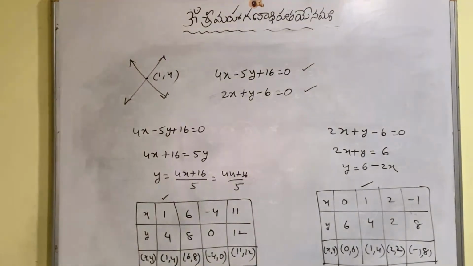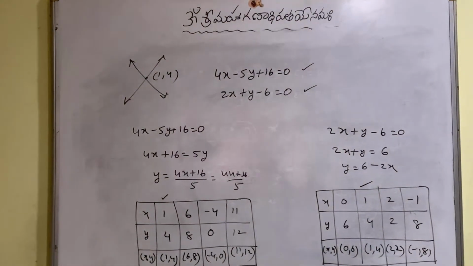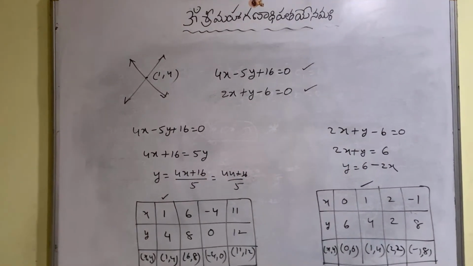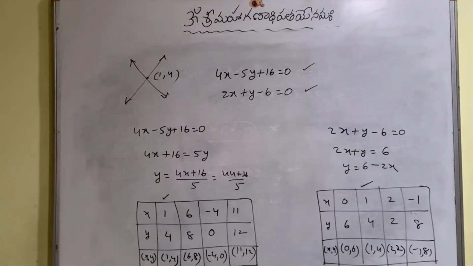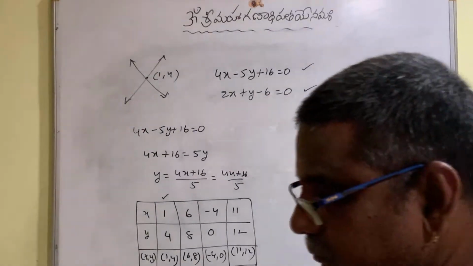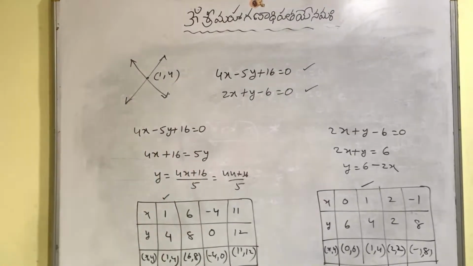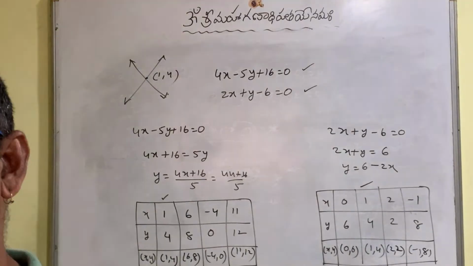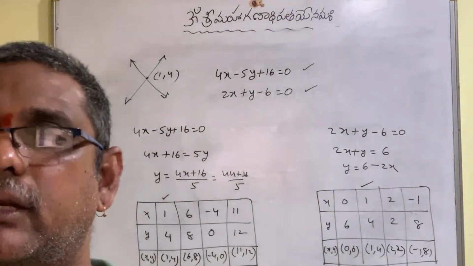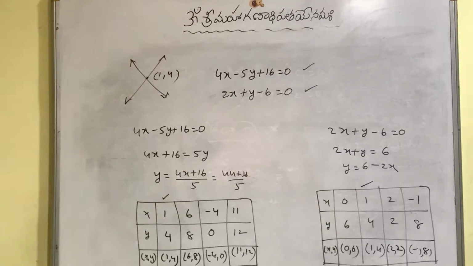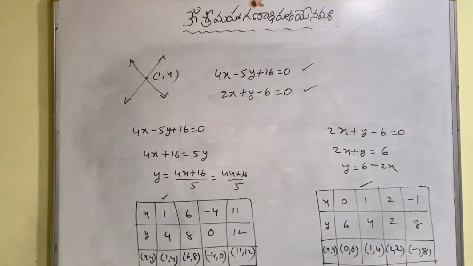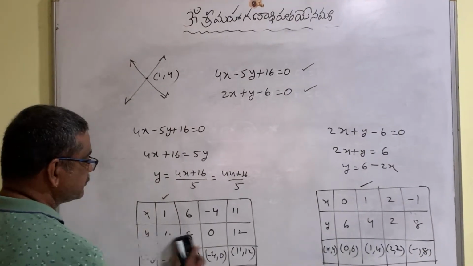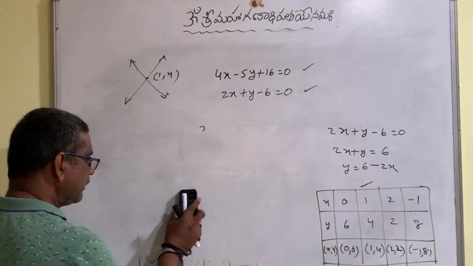So (1, 4) is called the common solution. Even if you apply the substitution method, you will get the same answer. Understood? Even that one also we can observe.